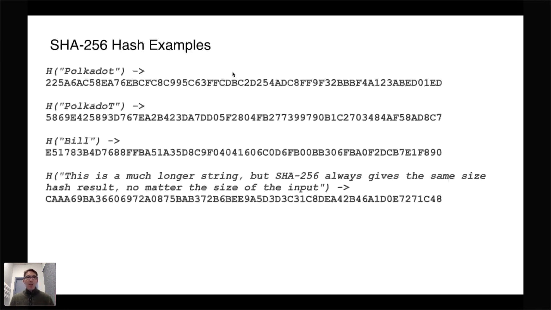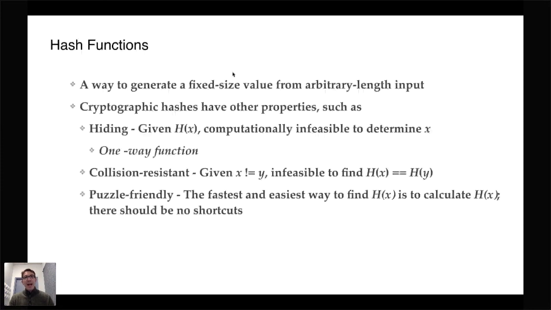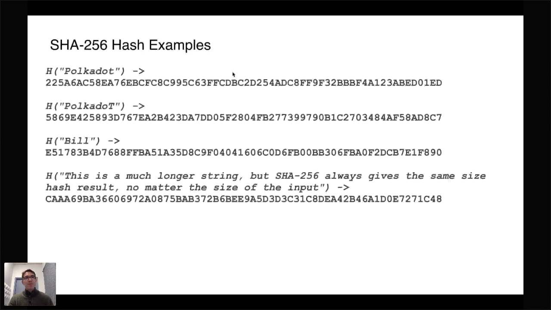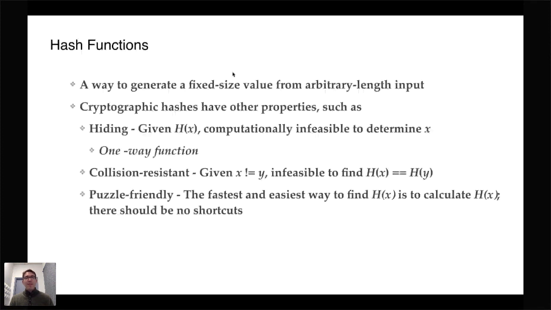So this can be called a one-way function. It's collision resistant. That is, if I have some value x that hashes to, for example, 225A6, it's very difficult for me to find some other string besides Polkadot that maps to that same hash value. And finally, it should be puzzle friendly. That is, the easiest way to find the hash of a value is to just calculate the hash. There shouldn't be any shortcuts involved in it, no cheating.